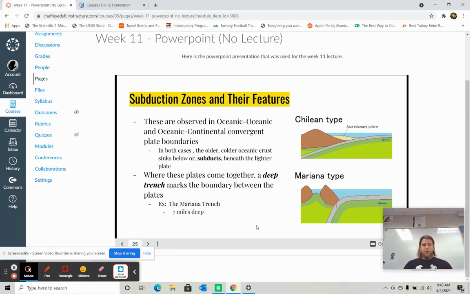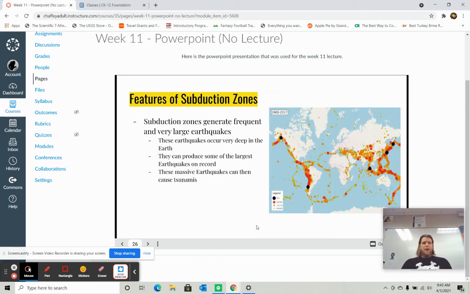So you have like the Marianas Trench, which is 7 miles deep, which means you could put Mount Everest into that trench and you would still have 2 miles of ocean above you. So those are some of the features we would see there. Other features of subduction zones, they generate frequent earthquakes, like quite a bit, and these tend to be very, very large earthquakes. But usually they're so deep that they don't cause much damage on the surface. That's not always the case, but for most of them they are.